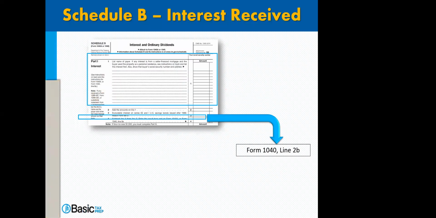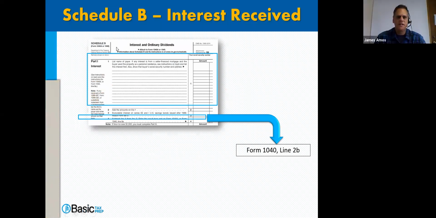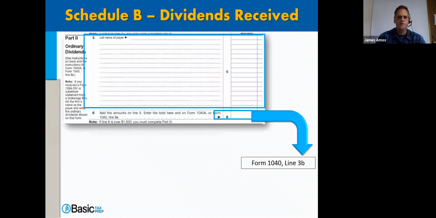Okay, so how do you do it? Well, there's your Schedule B. Part 1 is for interest and Part 2 is for dividends. All you do is list all of the interest right here, add it together, and then carry it to the Form 1040, line 2B. So because there's more than $1,500 total, you have to list them out here, total it all here, and then put it on that line. That's all we're doing. And this is the one for dividends. It works the same way. You list all of your dividends, add it all together, and then put it on that line.